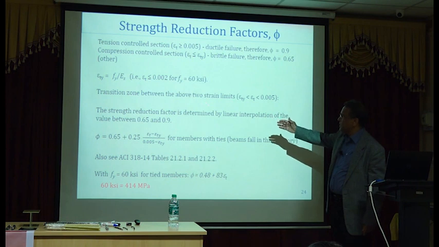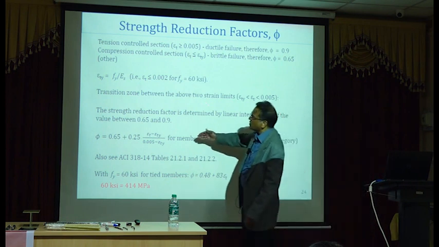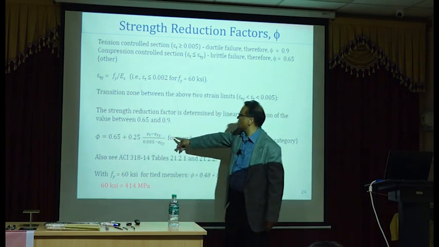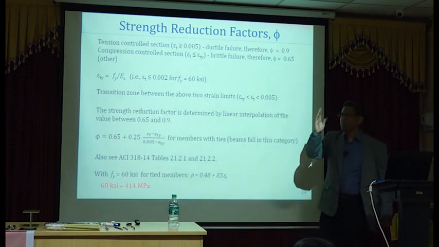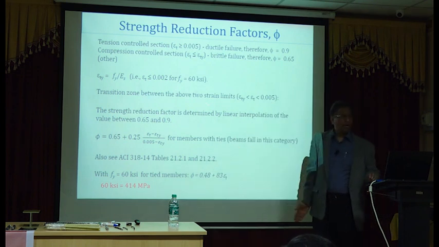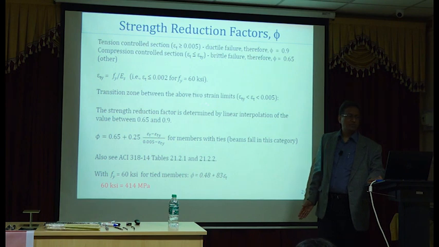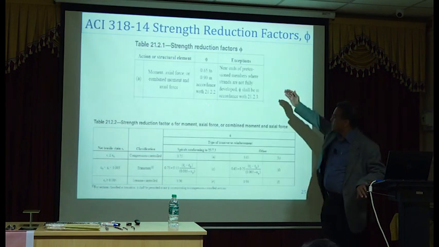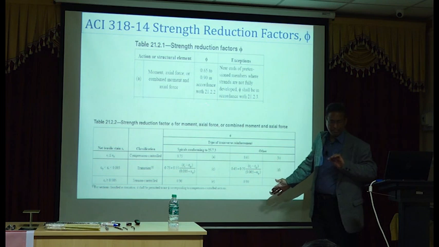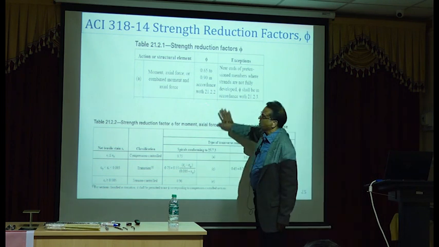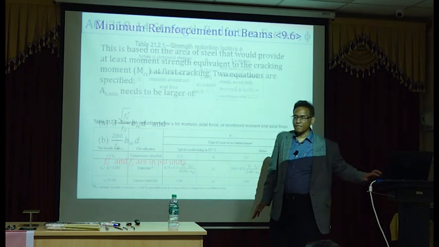Okay, so we have a transition zone where you can use this equation to find out the phi factor. It will be between 0.82 and 0.9. So not much variation. They are in table form here. This is just for your reference.